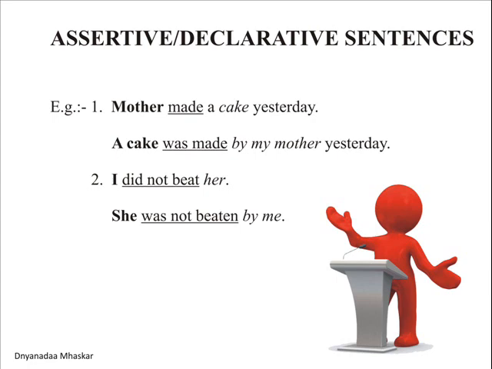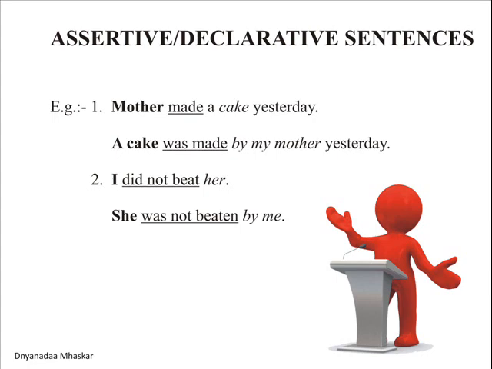Okay. The second example, I did not beat her. Now this is a negative sentence. It is assertive, but it is a negative sentence. I did not beat her. I is the subject. Did and beat, these 2 are verbs. Not is negative. Her is the object. So what is the passive voice? She was not beaten by me.